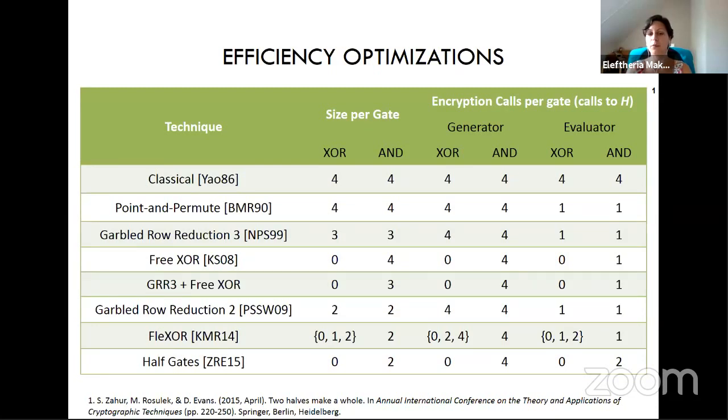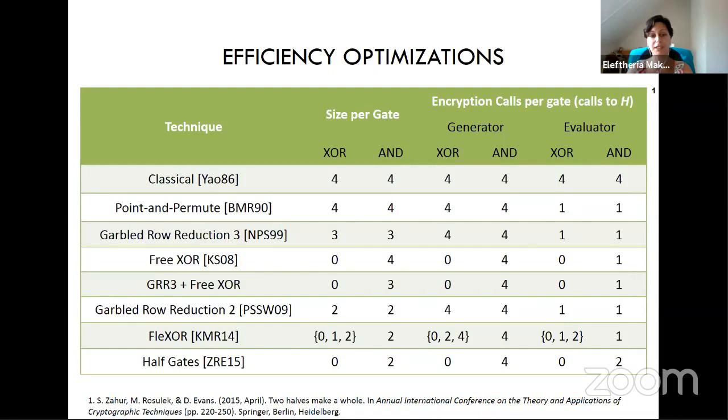So from that moment on, everything is compatible with the point and permute. So I'm not repeating this. We have the same optimization. Then from Kolesnikov and Schneider, we got the free XOR, which is actually compatible with the garbled row reduction 3. So we need 0 ciphertexts for the XOR gate and 3 ciphertexts for the AND gate.